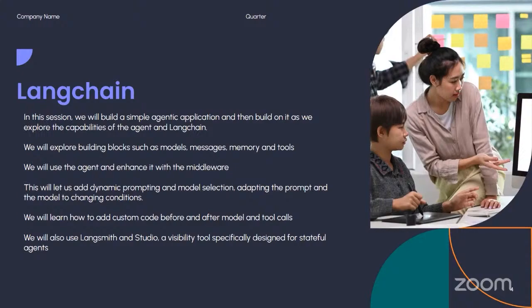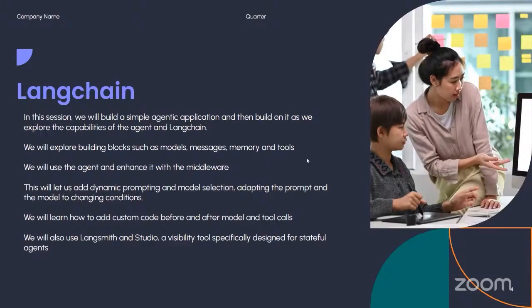Here we are using LangChain, and we are using various building blocks such as models, messages, memory, and tools. So we'll use the agent and enhance it with the middleware. This will also let us add dynamic prompting and model selection. One of the most important things about this new concept is that it allows you to select any model. There's no dependency on the model. That flexibility is important from the perspective of not directly coupling you to one model, right? So you can use ChatGPT, you can use Gemini, whatever, correct?